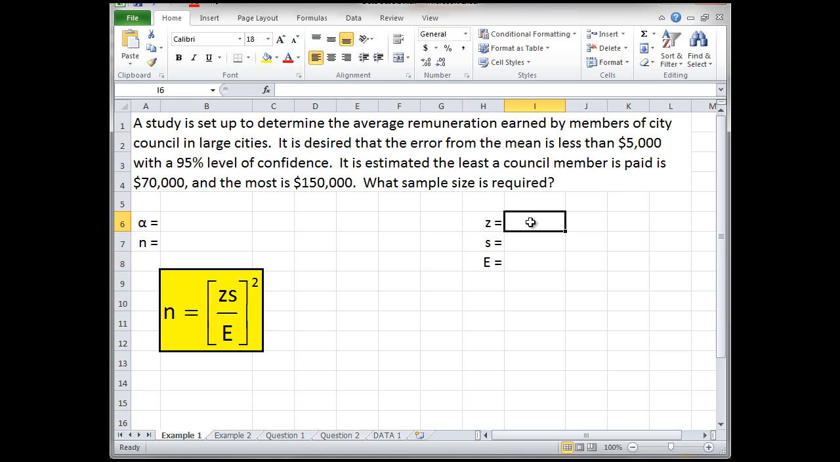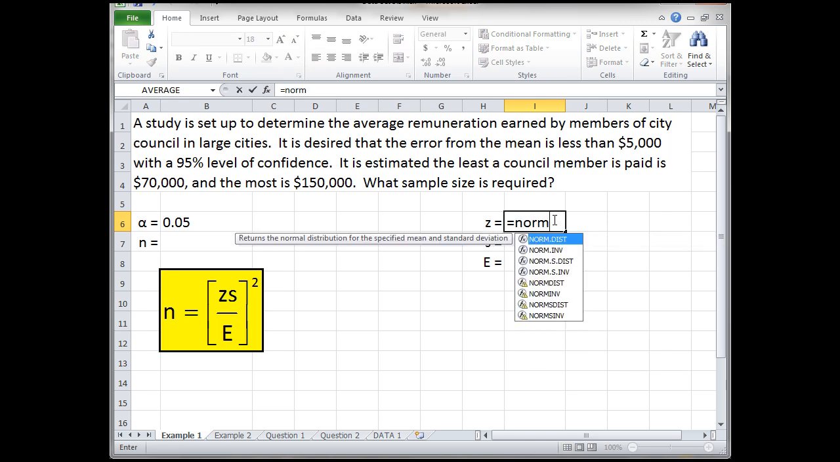Remember that the z-score is based upon the level of confidence and the level of significance. So if we have a 95% level of confidence, we have a 5% level of significance. And again, we're not looking for a probability, so we're not using a function involving dist, but we're doing the opposite. We're using the probabilities we have to find an observation.